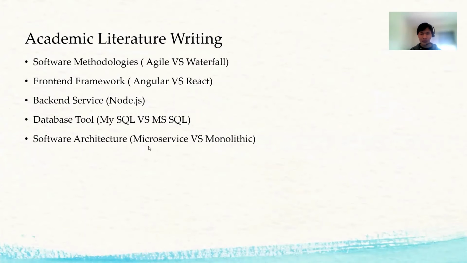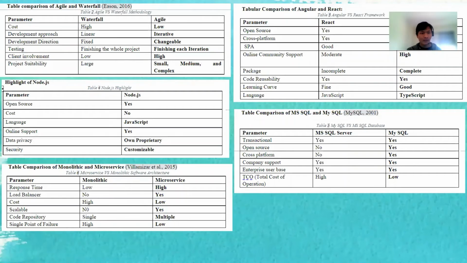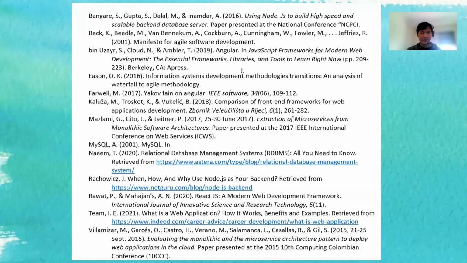Microservice is a software architecture where different services are maintained in different repositories, and monolithic is where all the services are written and kept on a single code base. And these are the screenshots of the academic literature review I have done, and similarly these are the references for it.